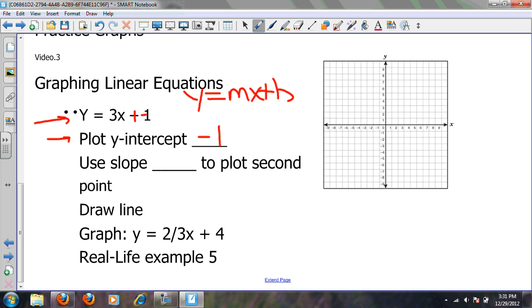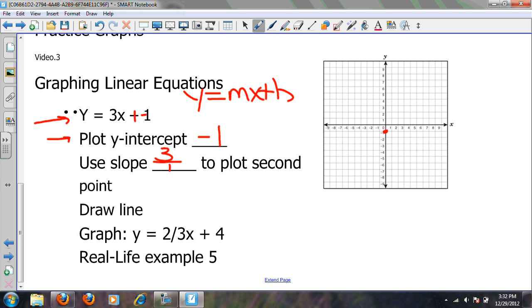So I'm going to go over here to my graph. Here's negative 1. I'm going to put a dot. Okay? All right, Jack. Next, I need to use the slope. What is my slope? It is the 3. But that isn't written as a fraction. Calvin, how can I write that as a fraction?